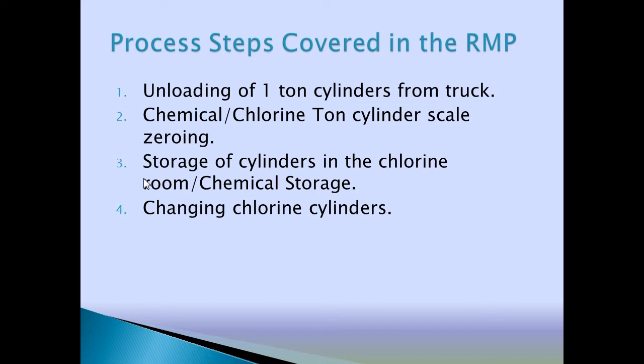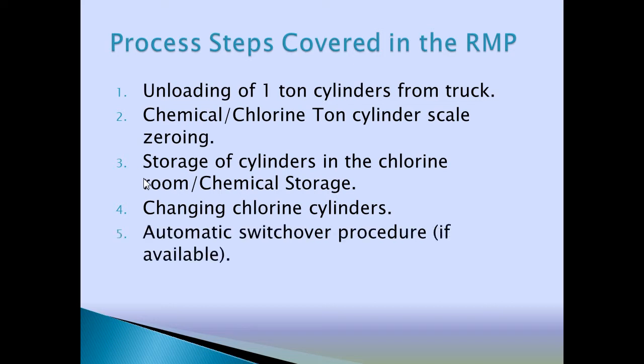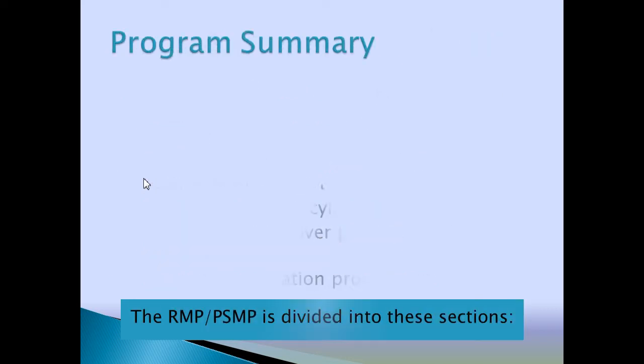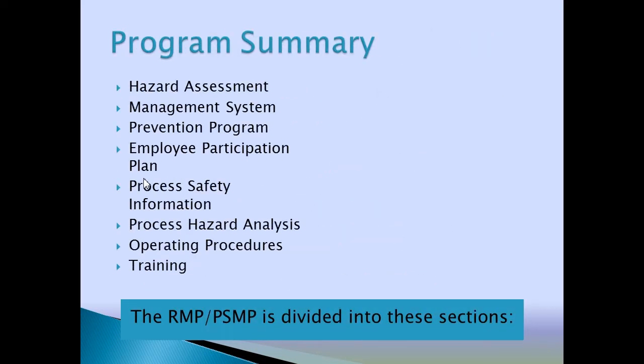How are you going to measure it by your scales? The storage of that chemical, what kind of areas is it being stored in? How do you change those cylinders? If there is an automatic switchover procedure, you have to add that in. Chemical application procedures have to be added in. And that's all in your R&P plan.